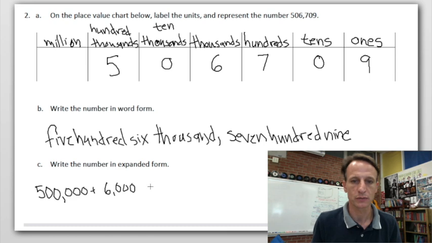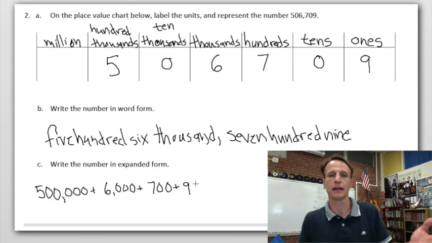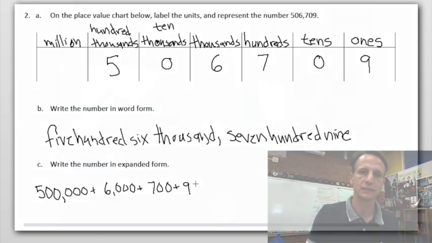7 in the hundreds place, you know that, its value is, that's right, 700. The 0 in the tens place, we don't write anything for it. And then we have 9 ones, and its value is 9. Look at that, number 2, complete.